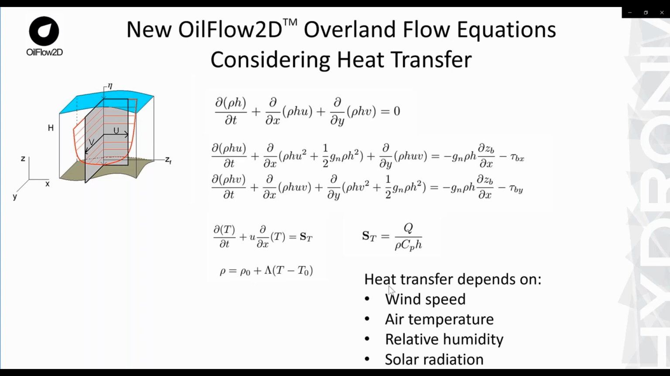And what this implies is that we now have the possibility to consider the heat transfer as a function of the wind speed, the air temperature, the relative humidity, and solar radiation, and how those changes in temperature will affect the oil properties, such as density, viscosity, and yield stress.